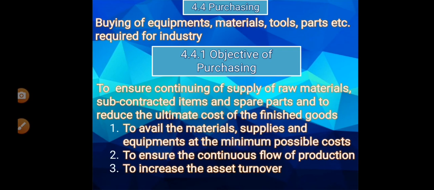So, it is the buying of equipment, materials, tools, parts, etc. that are required for industry also. It can also be procurement by purchase of the equipment and supply for stores, for use in the manufacture of a product adapted to marketing, in the proper quality and quantity, at the proper time and the lowest price, consistent with the quality desired.